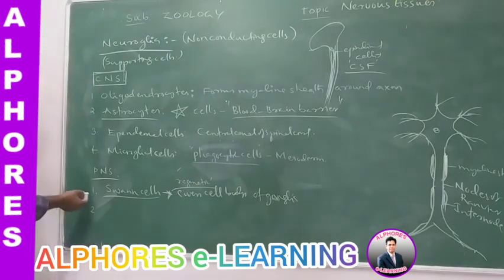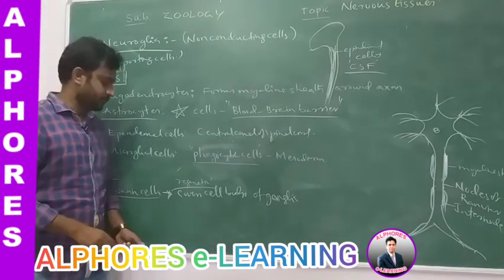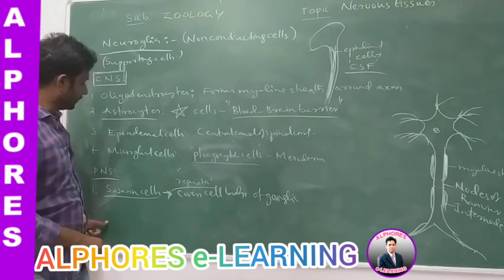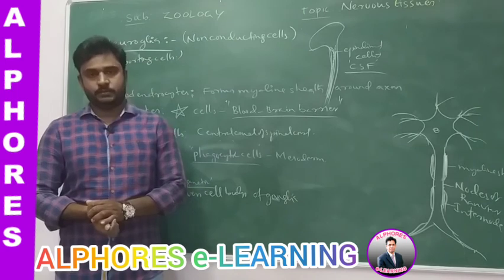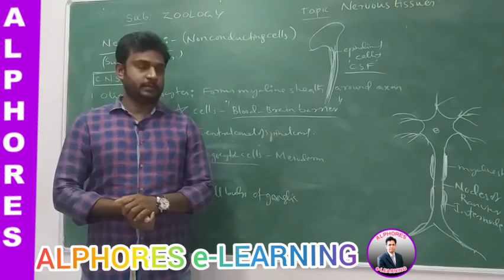These are the different types of cells present in the nervous tissues. Five types of cells are present in the nervous tissues. Right, this is about nervous tissues.